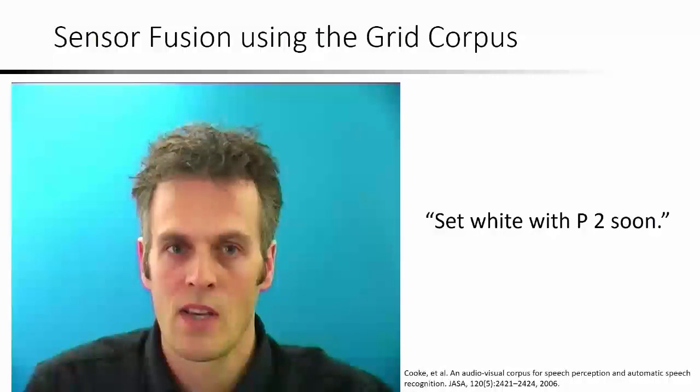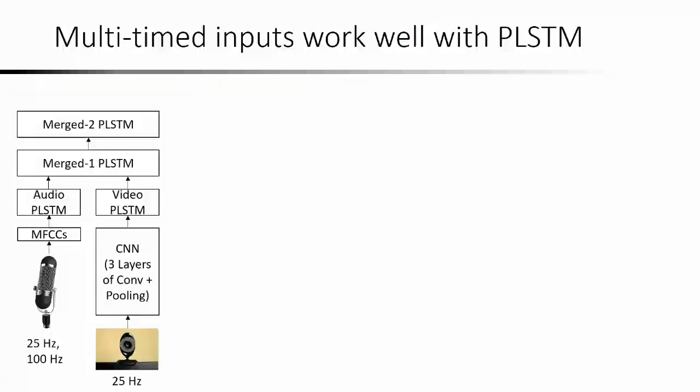All right, now, the last example I'd like to show is sensor fusion. So we need a data set that has two different types of input. In this particular case, we take the GRID corpus, which is video and audio of spoken sentences, which are relatively simple, like "set white with P2 soon." And we train a neural network to try and solve that task.